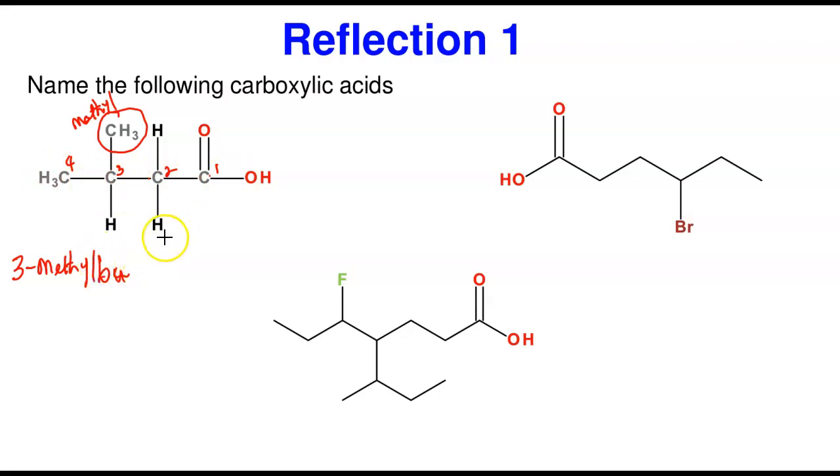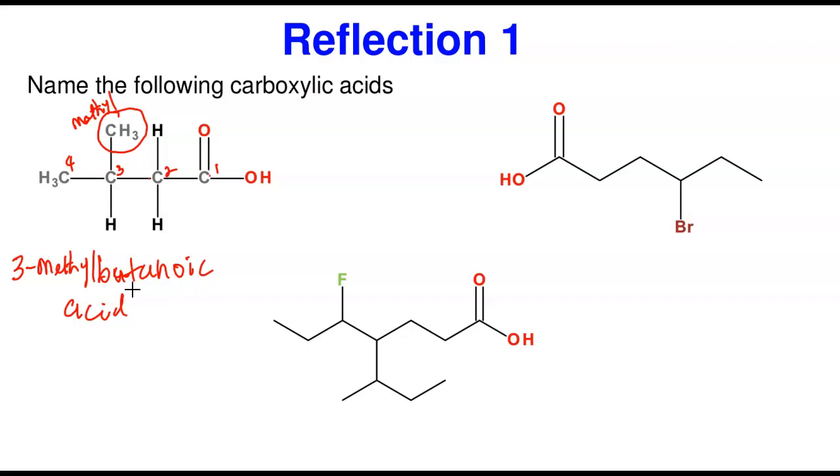Remember, we are supposed to say butane. But in this case, you're going to remove this E, and you're going to put OIC. Then you put acid. So this is 3-methylbutanoic acid. That is how we name this compound. 3-methylbutanoic acid. Now we go to this one.